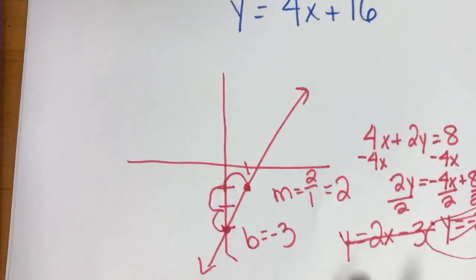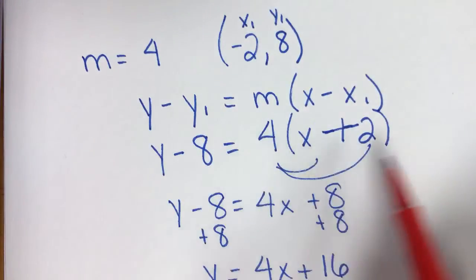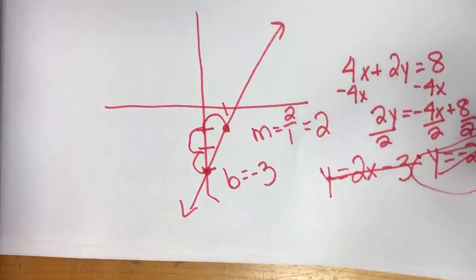Okay, same thing for point slope form. If we were given something in this format, we could solve it for y and see if we get that same thing of y equals 2x minus 3.